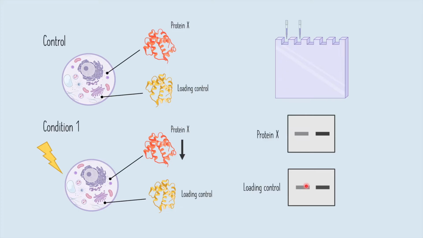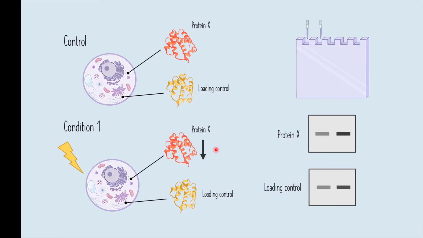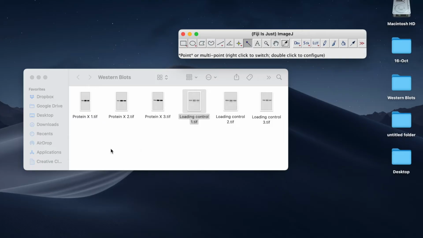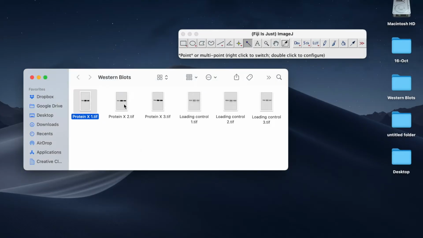So what you do next is you normalize this data. You would divide protein X by the band intensity of loading control, and thus the results will reflect what is actually taking place in the experiment. Now let's go back and see how we can go ahead and quantify this using ImageJ. Over here, I have my blots for my protein X under three different biological replicates, along with my loading control under the three different biological replicates.